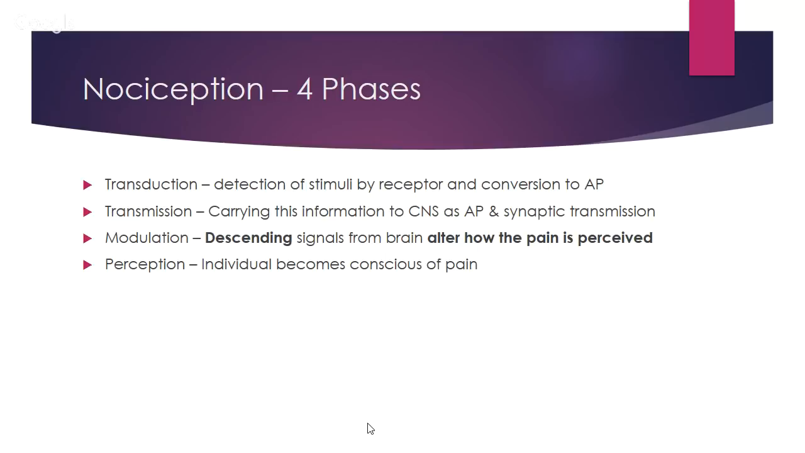Nociception occurs in 4 phases. The first one we've already talked about, transduction. So that's detection of stimuli by a receptor, and that converts that into an action potential, an electrochemical signal. Transmission is carrying this information from the peripheral nervous system to the central nervous system. And then we've got this interesting one that we'll discuss in a bit of detail, modulation, which is when you have signals that come from higher centers that change how we perceive that information. So they're actually signals that come down from the brain and affect how much sensory information goes up from your sensory neurons. And finally, we have perception, which is when the individual becomes aware and conscious of pain.